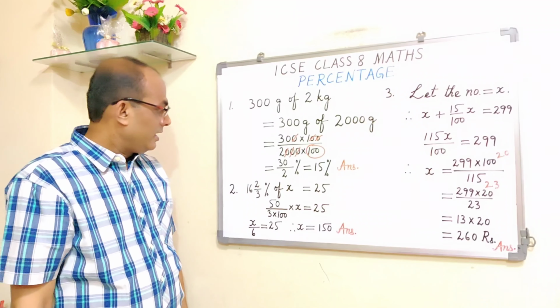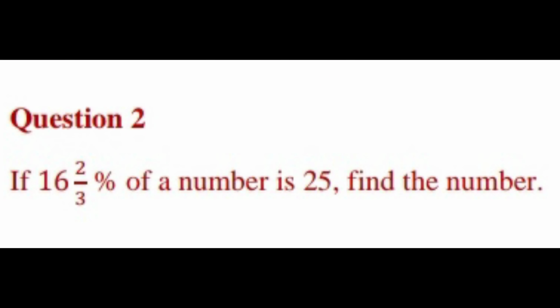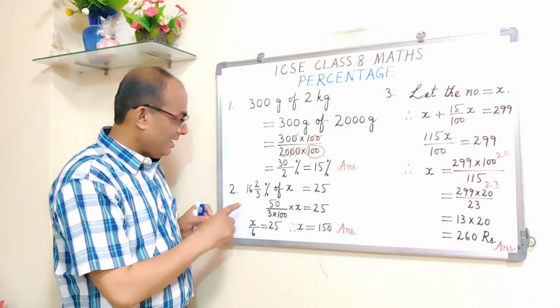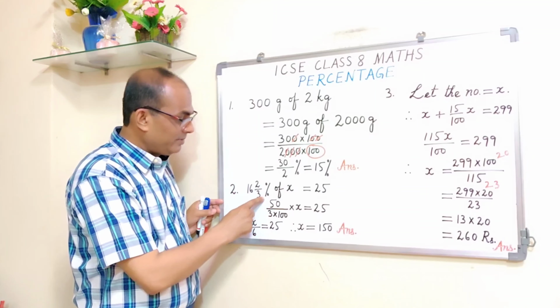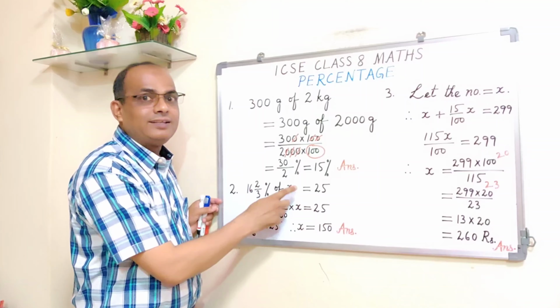Okay. Now question number 2. The next question, you can see on the screen, is: if 16 2/3% of a number is 25, find the number. Alright, find the number. So look here: 16 2/3% of x.